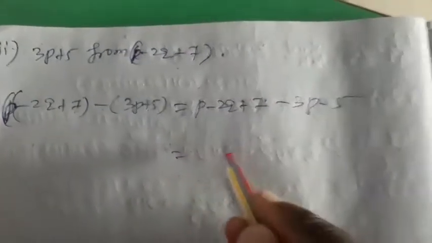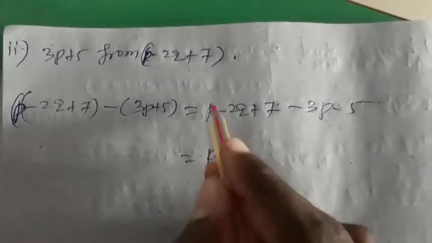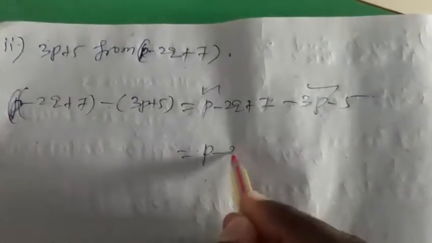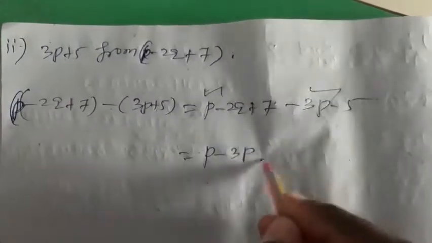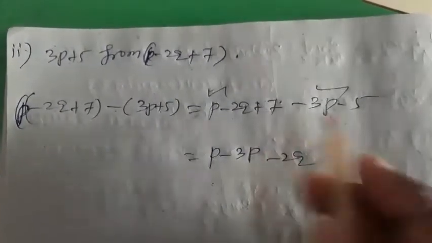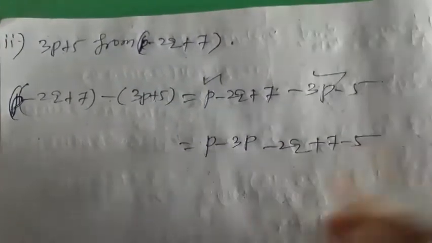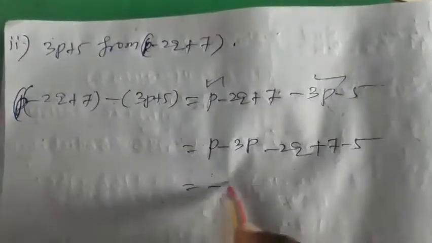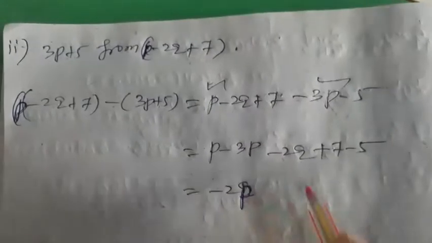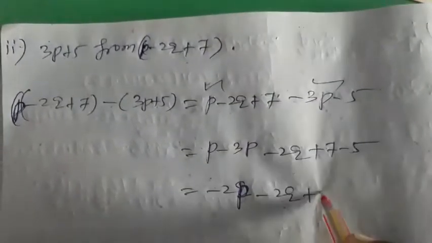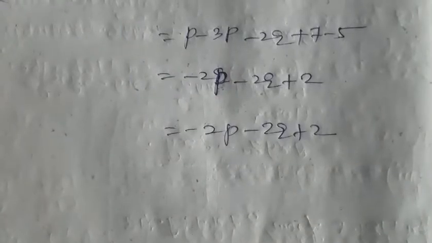Now take the like terms. P term: here one p. Next here minus 3p. Next q term: minus 2q. That's all. Next constant term: plus 7 minus 5. So p minus 3p is minus 2p, minus 2q. 7 minus 5 is 2. Therefore the required answer is minus 2p minus 2q plus 2. So solution over.